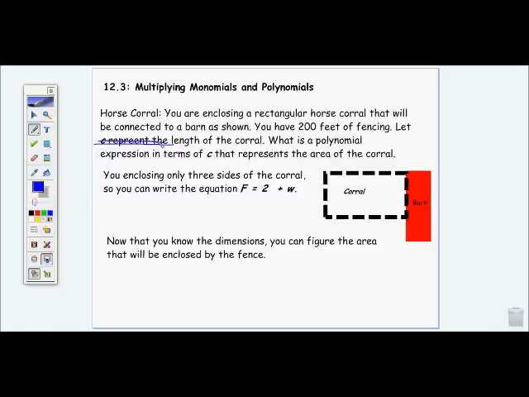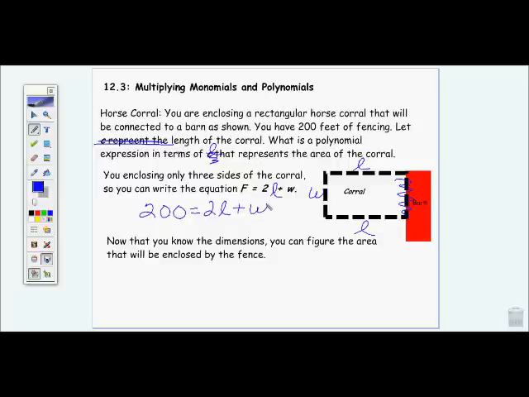We need to represent the length of the corral. What is the polynomial expression, in terms of L, that represents the area of the corral? It's going to be twice the length, because we have length on this side and this side. Width we only have one, because this side will not need a fence on it. So we have two lengths, one width for our fencing. So the fencing is F. We have 200 feet of fencing, and that needs to cover two lengths plus a width.